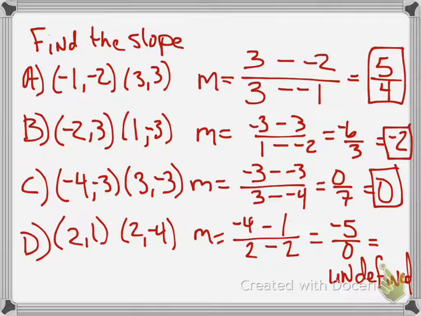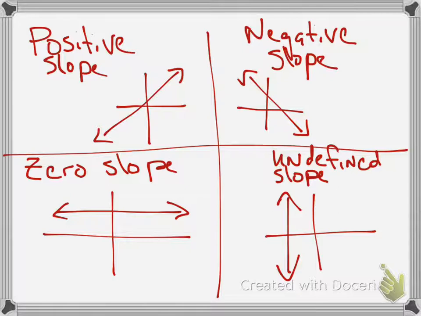So we have basically 4 types of slopes. We have positive slopes, negative slopes, 0 slopes, and undefined slopes. Now notice positive slopes, they go up as we go from left to right. Negatives, they go down as we go from left to right. 0 slopes is just a horizontal line, and undefined is a vertical line.